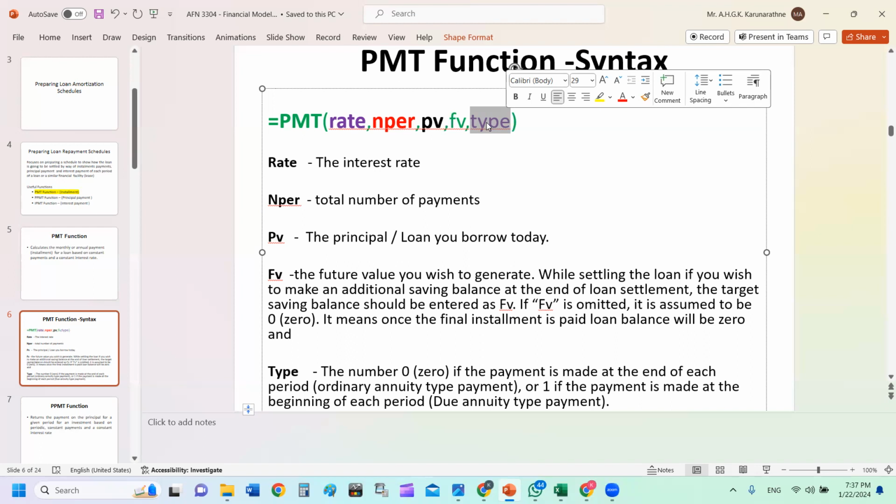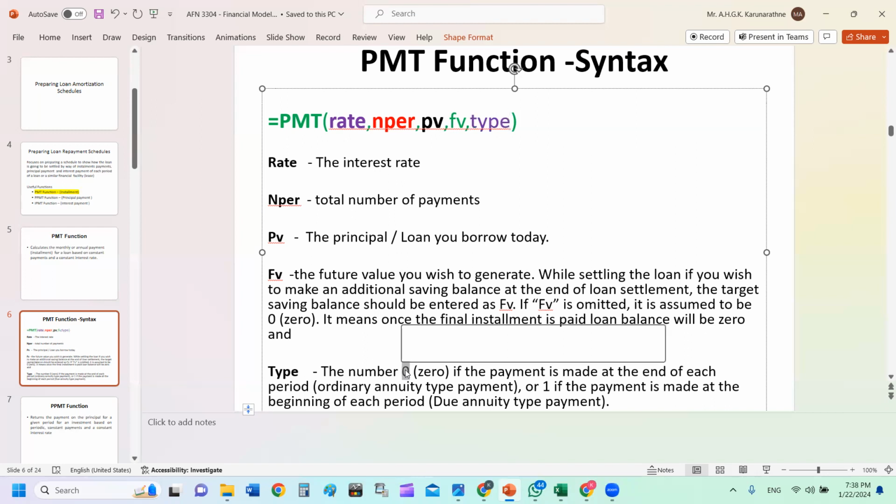So accordingly, that is all the syntax I explained. Rate means the rate negotiated with the bank. NPER means the number of installment payments you are planning. PV means the loan you borrow. FV means if you have any idea of generating a saving balance at the end of the loan settlement. Type means whether you are paying the loan at the beginning of each month or year, or at the end of each year. Most of the cases it is paid at the end. That means ordinary type of payment. In which case you need to put 0 to indicate you are paying at the end, and 1 if you are paying at the beginning.